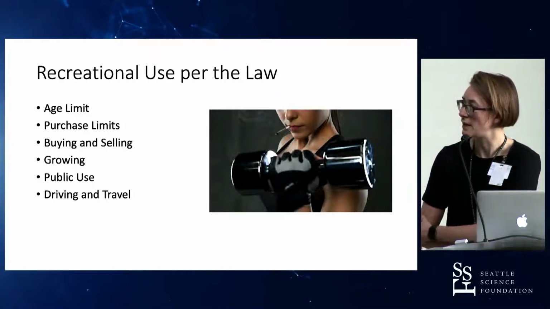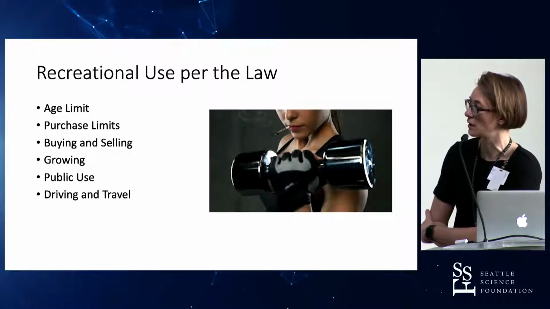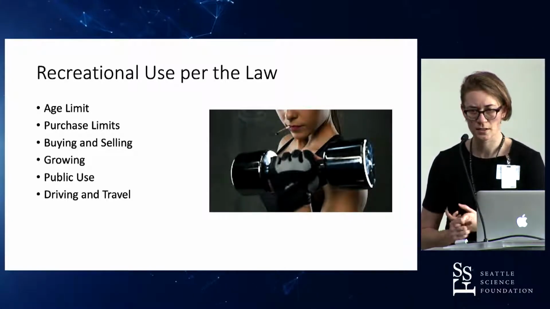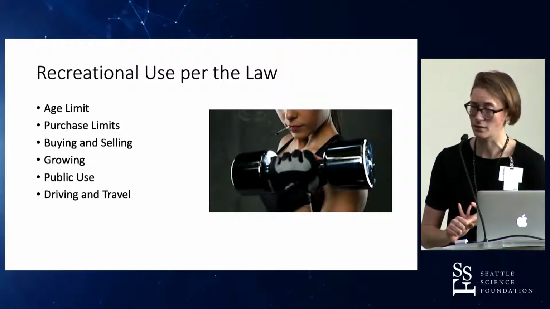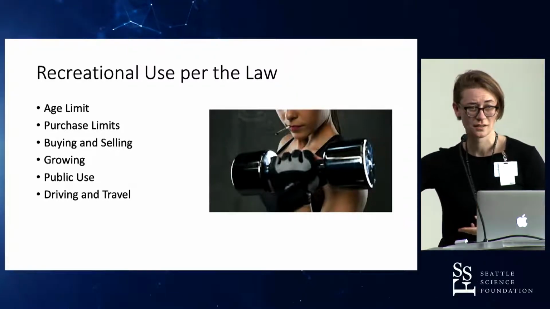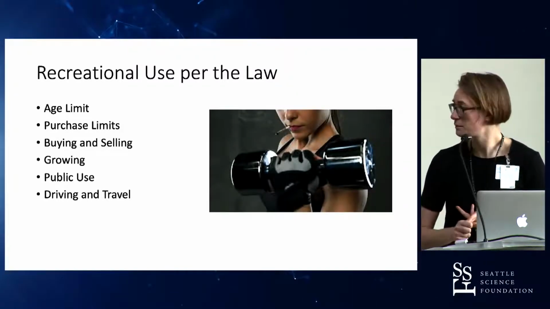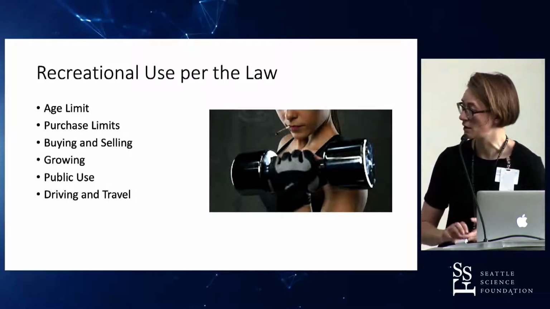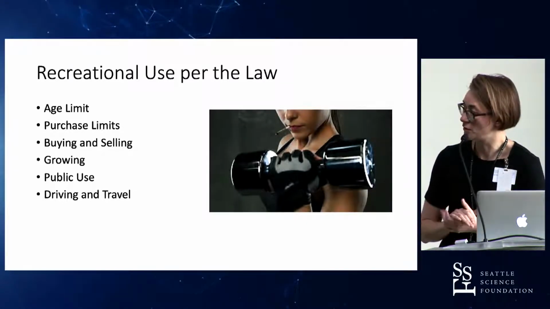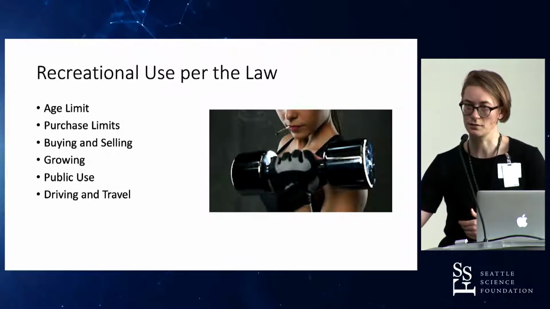The age limit in Washington is 21. Most places are going to have purchase limits. You can't buy it or sell it except in a state-recognized facility. And you can't grow it. There is no public use, and you can't travel across state lines because it's illegal federally.